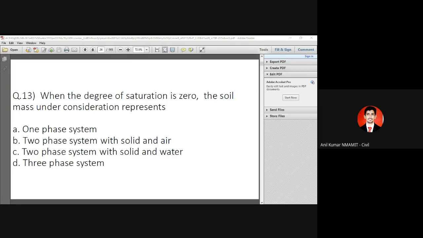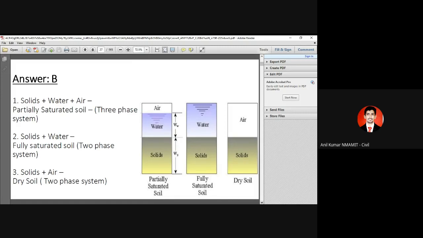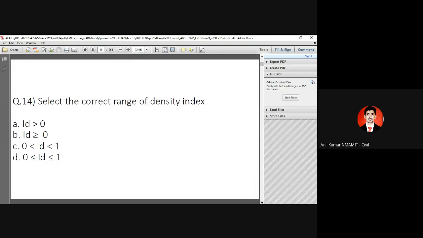Okay, fine. So now the question is, when the degree of saturation is 0, that means when S is equal to 0, simple, it is a dry soil sample. What is a dry soil sample? It is a two-phase system, sure, but it is a dry soil sample, therefore it is air. So simple thing, it is B's answer. So no need of more discussion on this. We have already discussed the answer B.